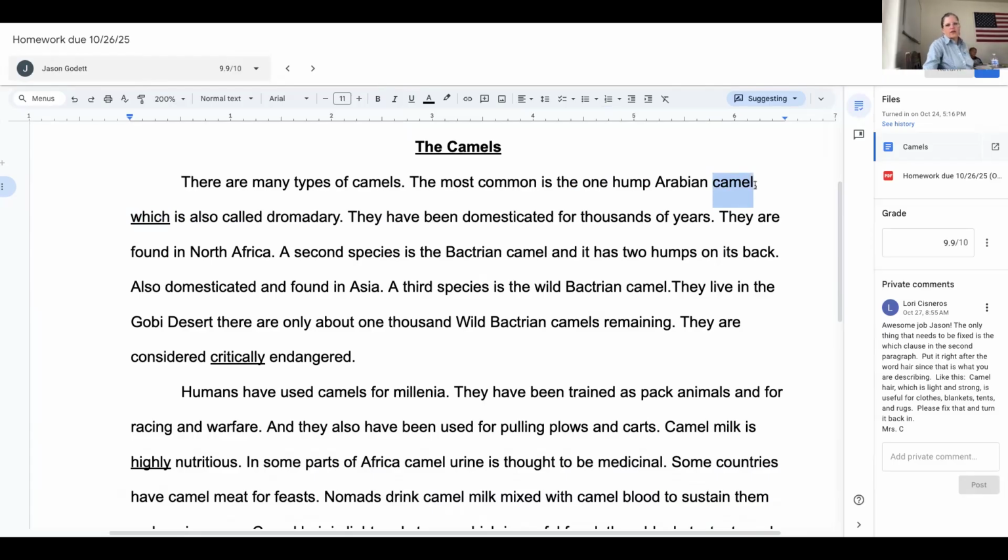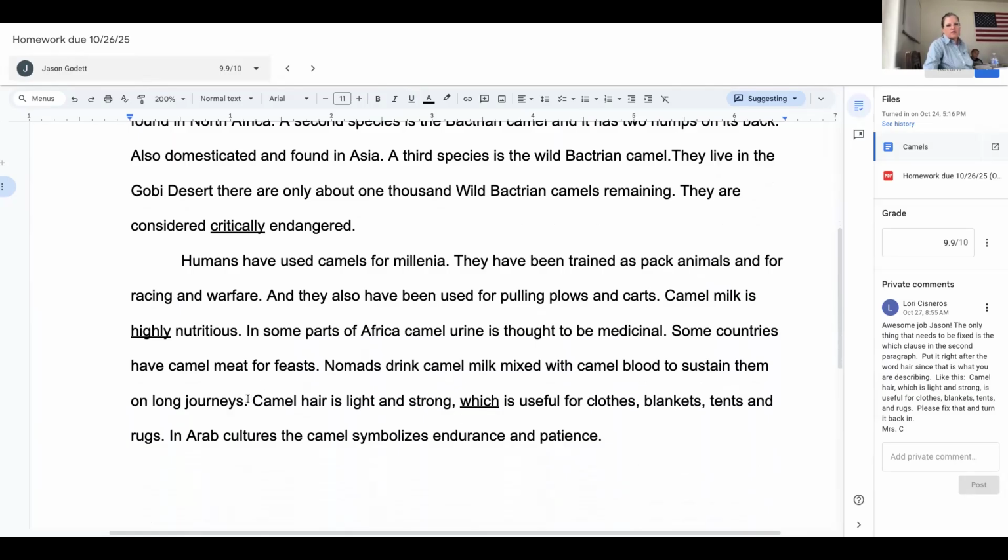Okay. So how about this one? Go ahead and read this one. It starts right here, Jason. "Light and strong, which is useful for clothes, blankets, tents, and rugs." Okay, and I really like that one too. However, I think there might be another way we could do it that is a little bit more clear. What are you talking about here when you say which is useful? Oh, the camel hair. The hair, right? You're still talking about the hair being light and strong.